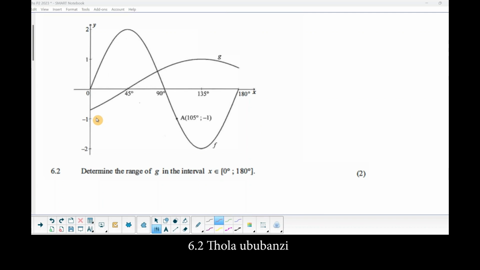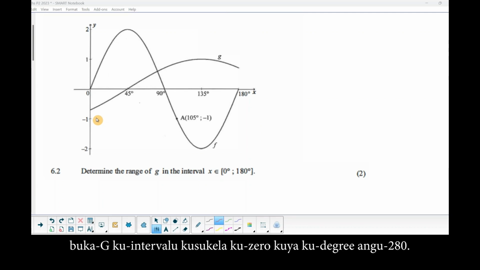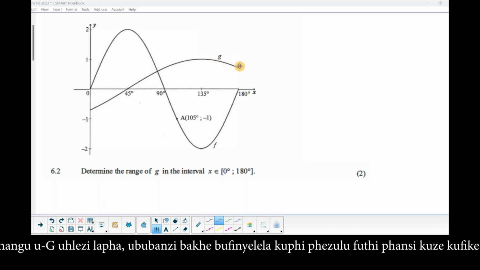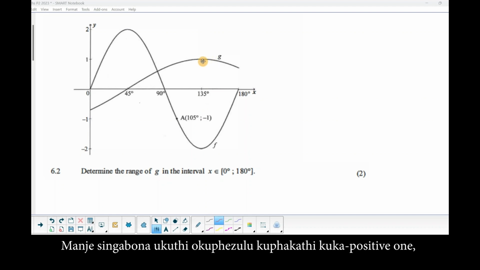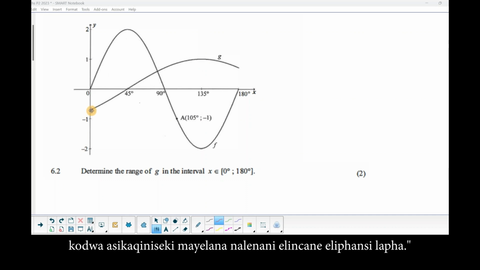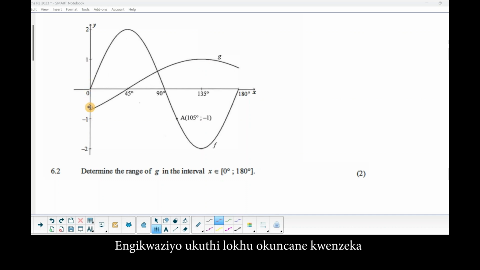6.2, determine the range of g in the interval 0 to 180 degrees. So here's g. Range is how high and how low does it go. Now, we can see that the maximum is sitting at positive 1, but we're not sure about this minimum value here.